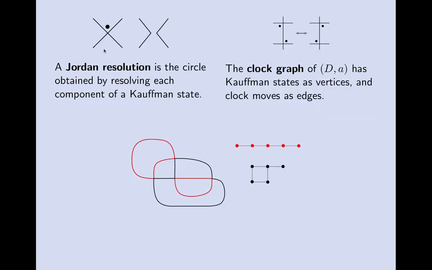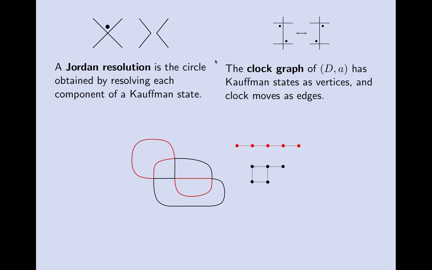With this at hand, we see that if for each component of a given Kauffman state we resolve the diagram as shown here, we get just a circle embedded in the sphere, which is called the Jordan resolution associated to that given Kauffman state.